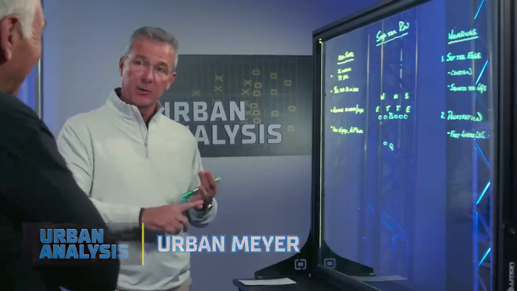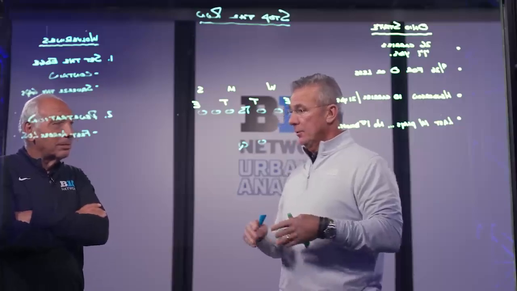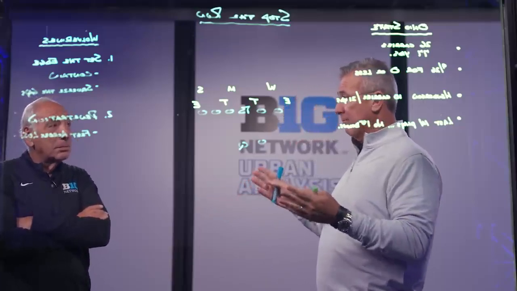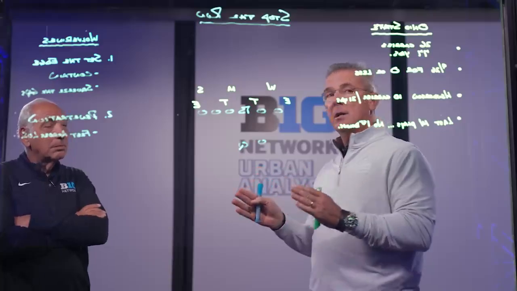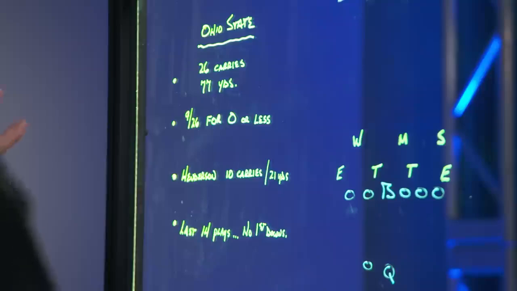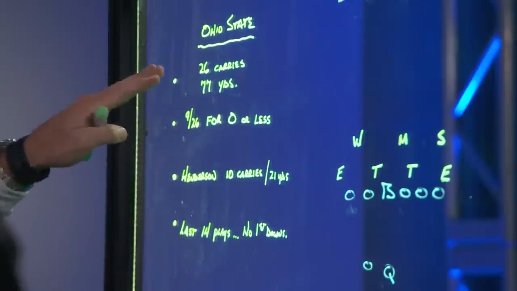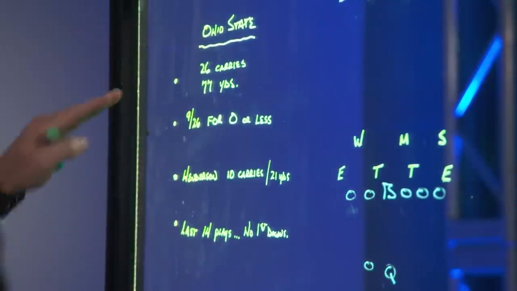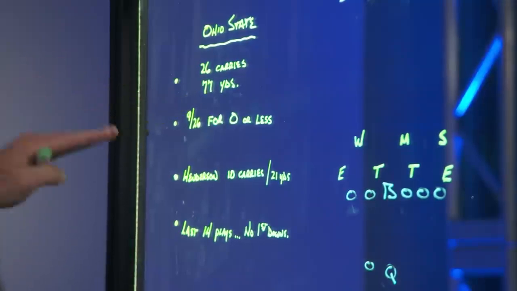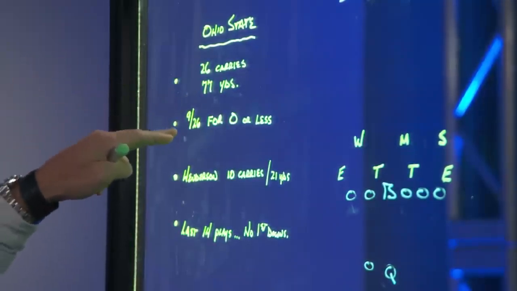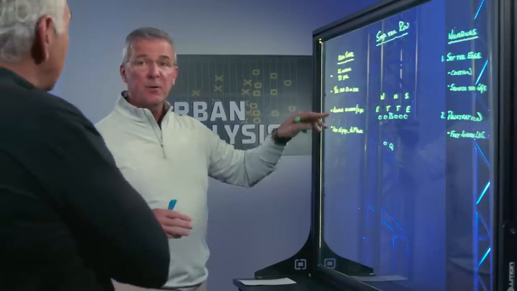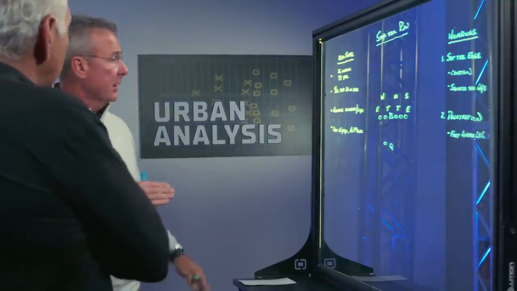And also you got Quinshon Judkins and TreVeyon Henderson, two future high NFL draft picks. You better contain these guys. And that's what the Wolverines did. Here's what happened. Okay, this is the Ohio State offense: 26 carries for 77 yards, less than 3 yards per carry. 9 of those 26 runs went for 0 or minus yardage.